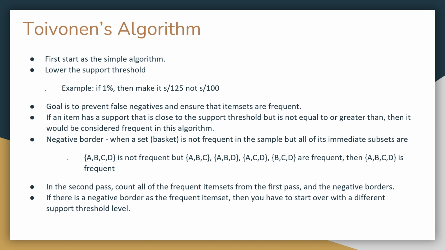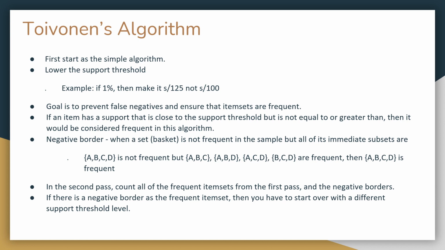We calculate the items which are frequent. So how do we calculate the frequent items? If an item has a support that is close to the support threshold but is not equal to or greater than it, then it is considered a frequent item. So this is how we calculate frequent items in this algorithm.